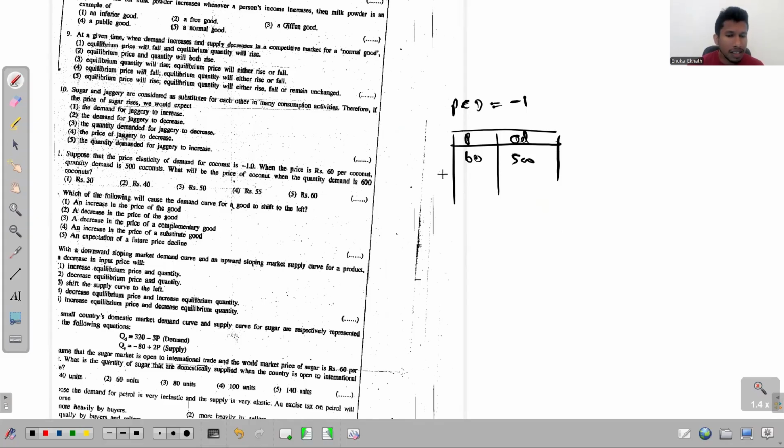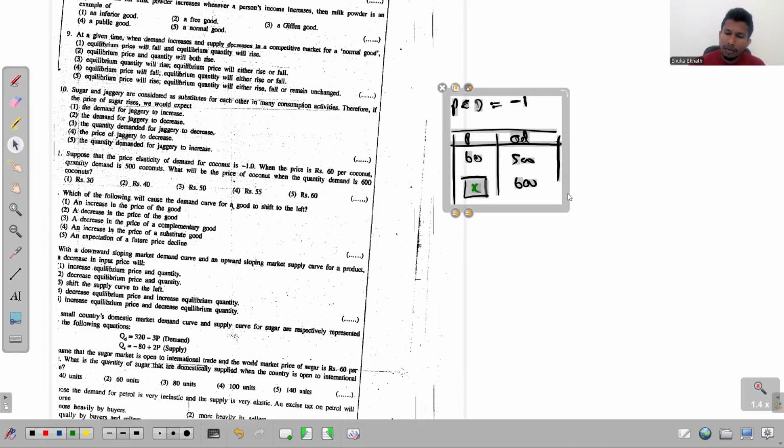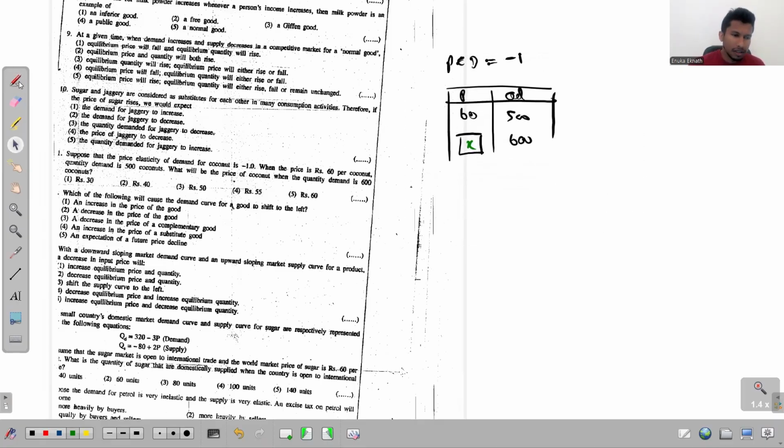And when the price, what will be the price? Okay, we just need to find the price when the quantity demanded is 600. Okay, see that now? The quantity demanded changes as a result of change in the price of the considered good, as I explained earlier. All right, so you may try to find the answer using this equation.